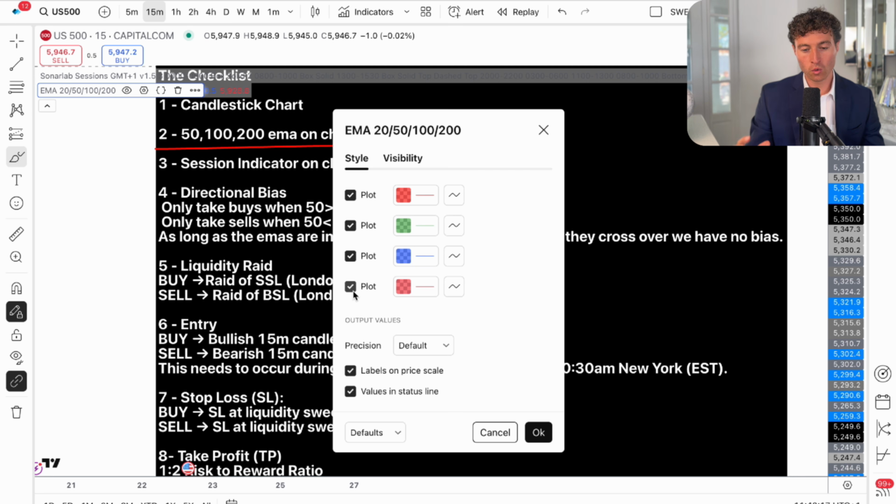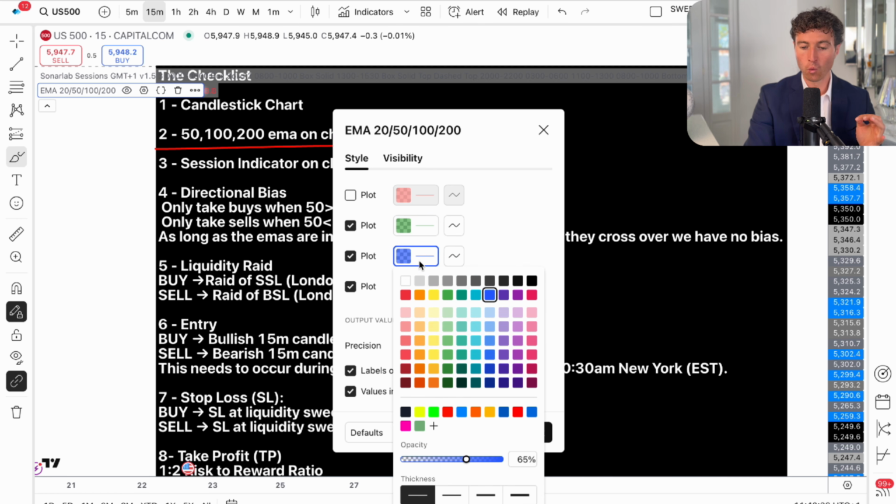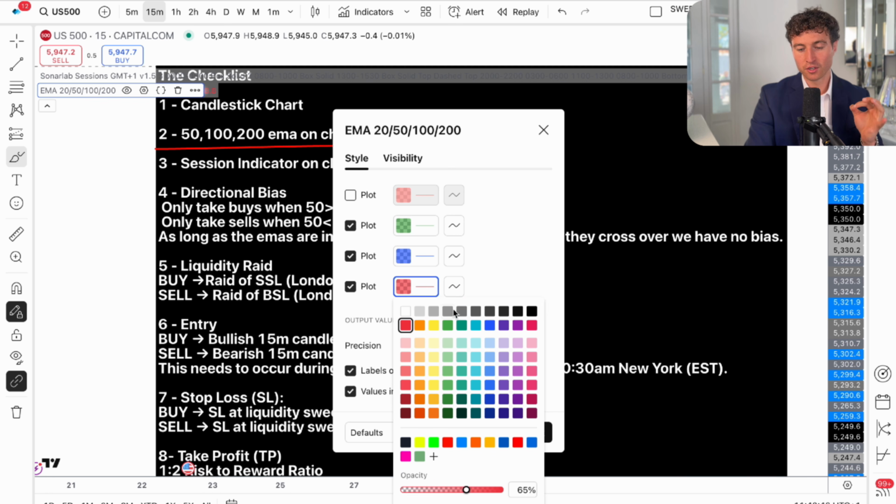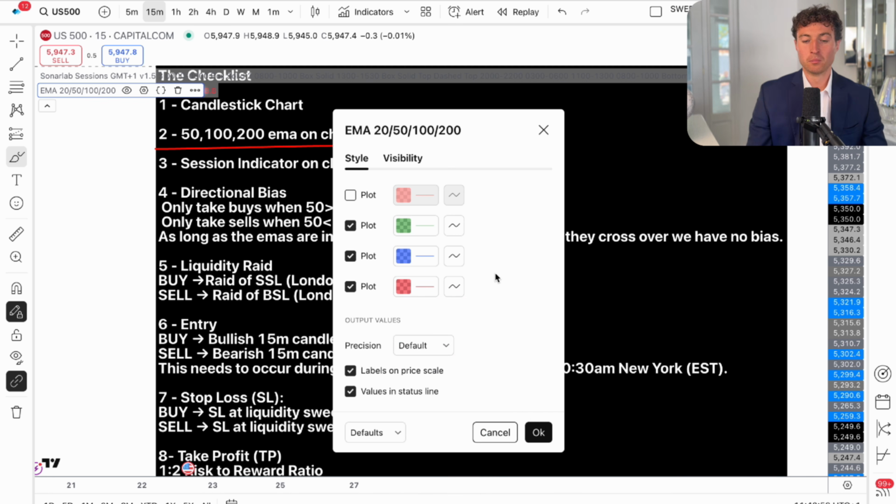And because we only use the 50, 100, and 200, you need to then remove the 20. So you can do that by unchecking the 20 EMA. And so I've changed the colors of mine. The 50 EMA is green, the 100 EMA is blue, and the 200 EMA is red. But of course you can change it to whatever colors you like.